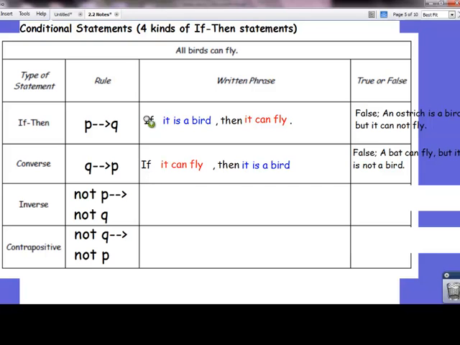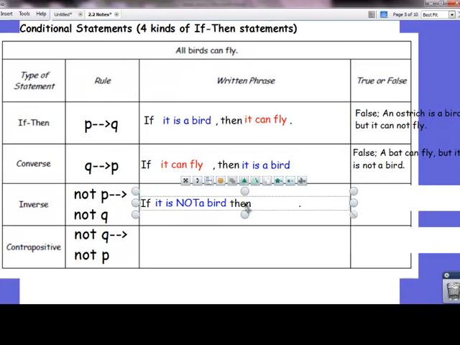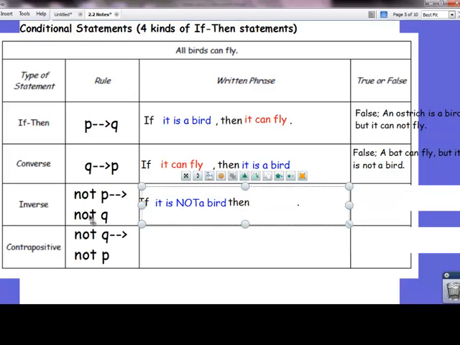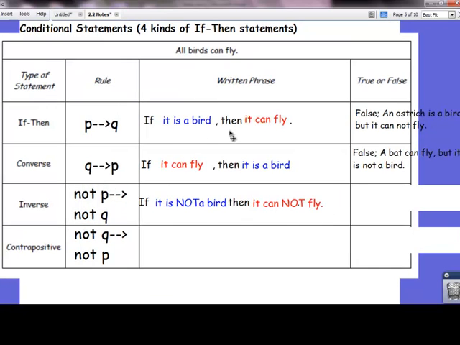So I will still have the if-then, but now I'm taking my hypothesis, which is P, and I'm adding a not with that hypothesis. So if it is not a bird, then I need to take my conclusion and put a not in front of that. Then it can not fly. So it's simply adding a not to the if-then statement for both the hypothesis and the conclusion.